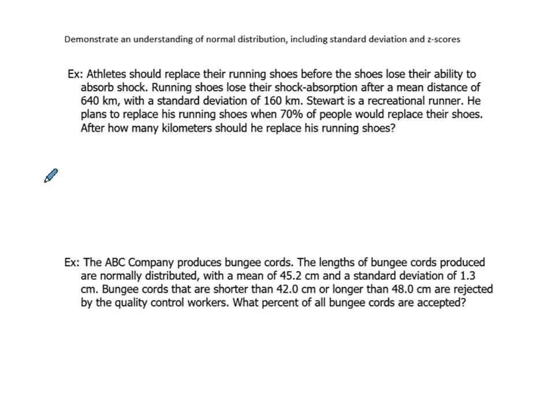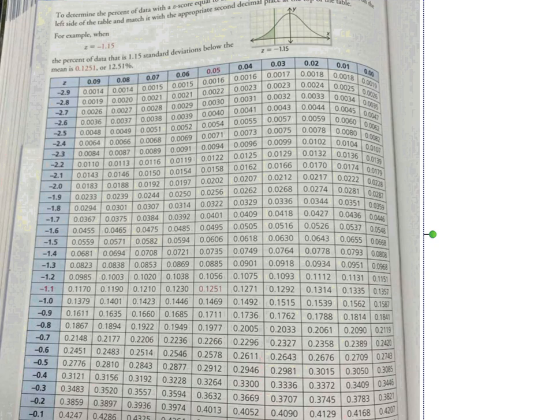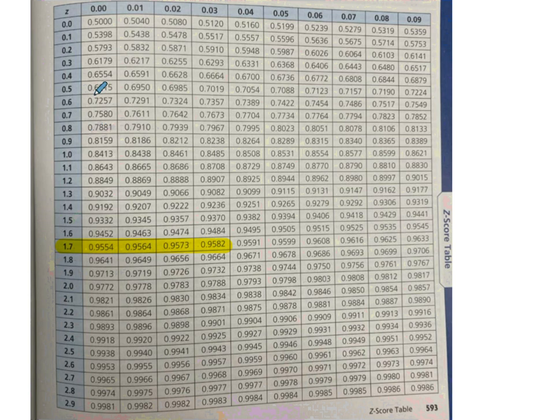So in this case, we're given the percentage. Since we're given the percentage, we're going to turn that percentage to a decimal. So I'm going to go 70 over 100, which gives me 0.700. Now we're going to go to our table and do things a little bit differently. We're now looking for 0.7. So find 0.7 on here.